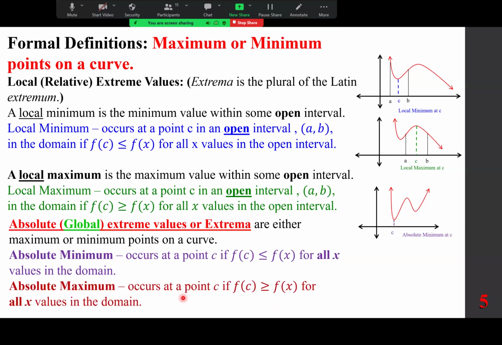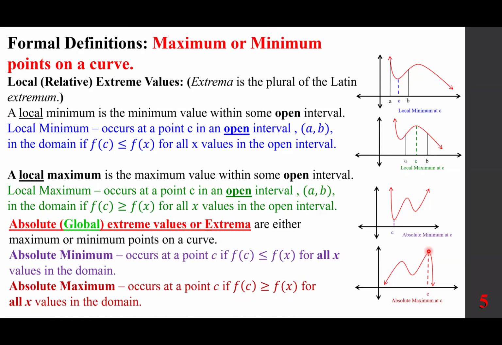An absolute maximum occurs at the point c if f of c is greater than or equal to f of x for all x values in the domain. This point is the location of an absolute maximum because no other point in the entire domain is above that, having a larger y coordinate.